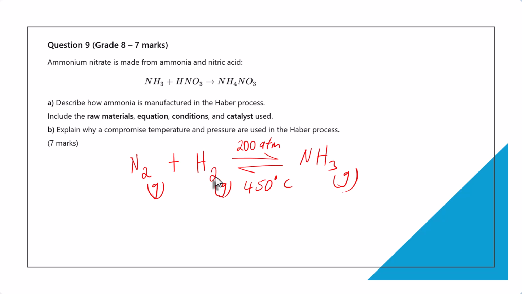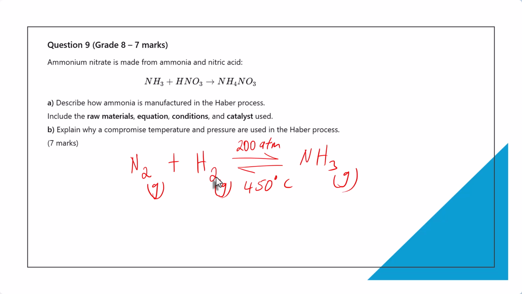All right, so this is the Haber process. We are producing ammonia gas, and that ammonia is going to be reacted with other compounds to produce ammonium-based fertilizers that contain nitrogen that crops can use to grow. So that's the first thing we need to understand.